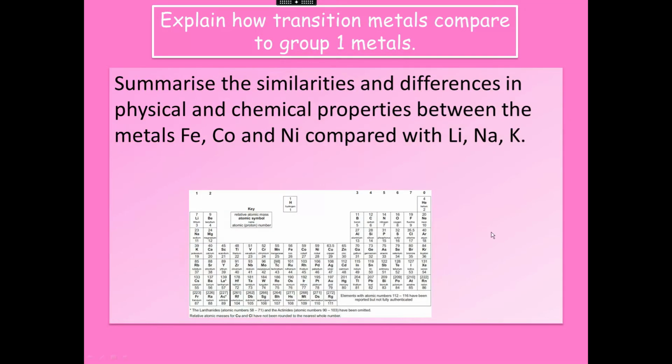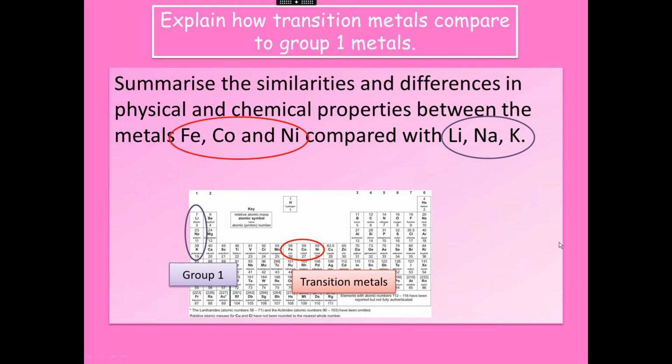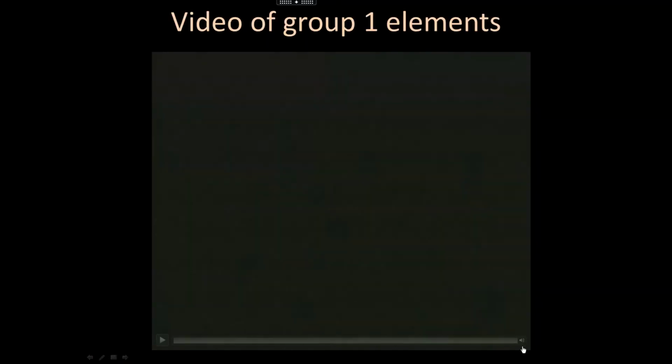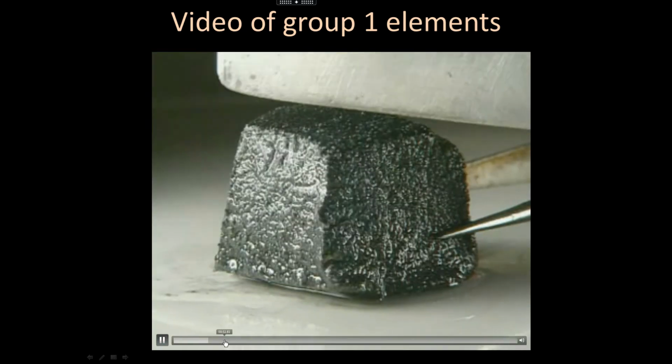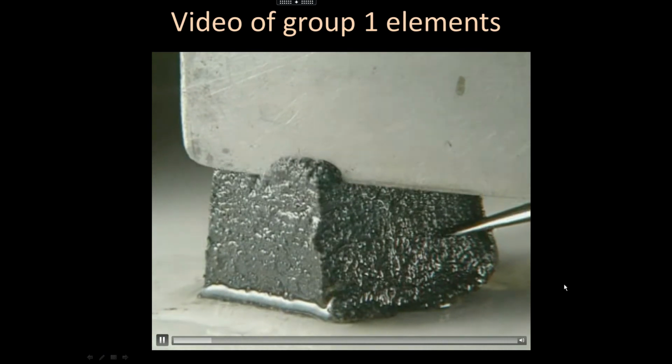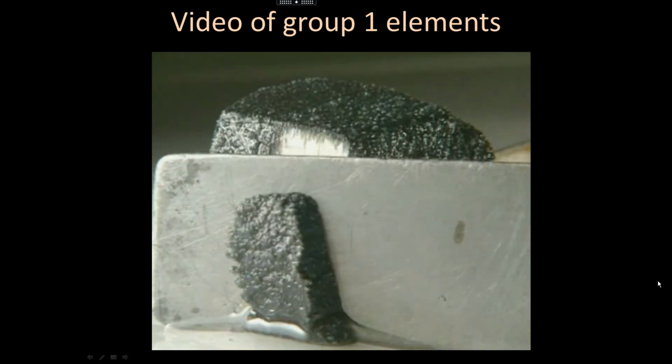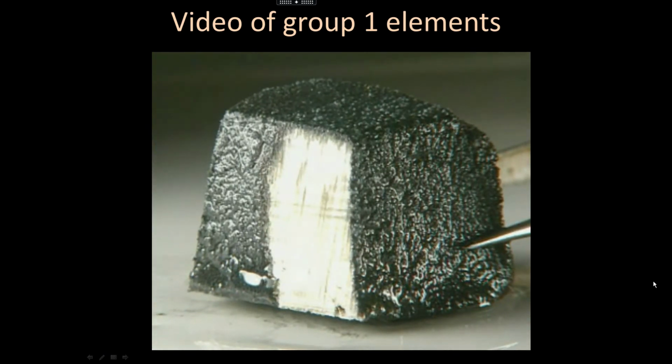Right, let's start comparing these to the other metals, lithium, sodium, and potassium from group 1. So here comes some revision of the properties of group 1 elements. Right, firstly, group 1, they are softer and easier to cut compared to other metals. Transition metals are hard and alkali metals are soft.